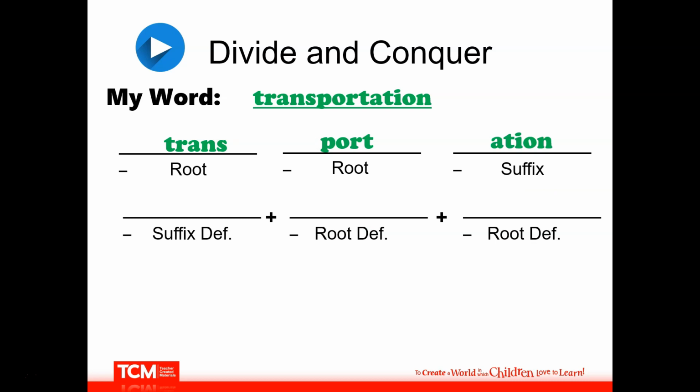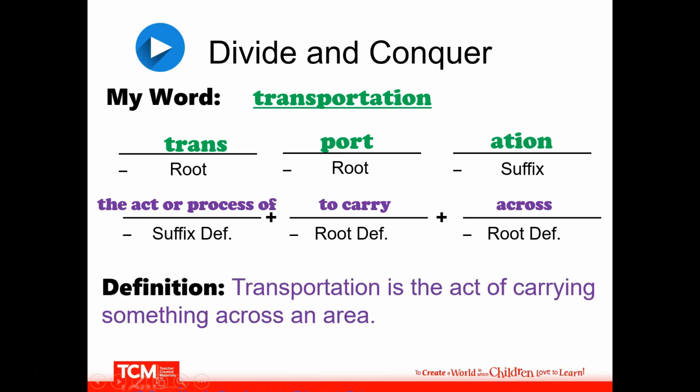Now to make word math work correctly, we have to define each of the parts of this word. But once we define it, then we flip it around and we start from the end first. Let me show you what that means. We've broken it up into transport and then ation. I want to make sure that I'm defining my suffix first, which means the act or process of. Then we're going to define the root port, which means to carry, and then trans, which means across. When we put that together and go left to right, we can come up with a definition very similar to this: transportation is the act of carrying something across an area.